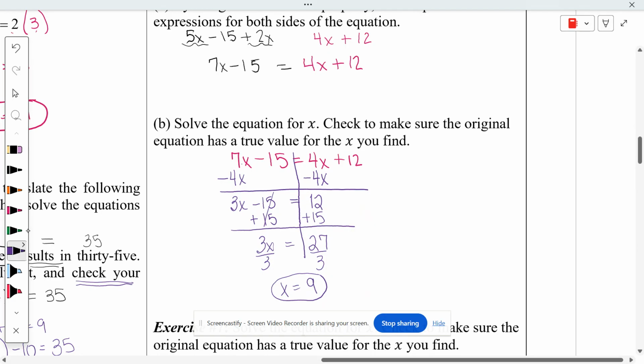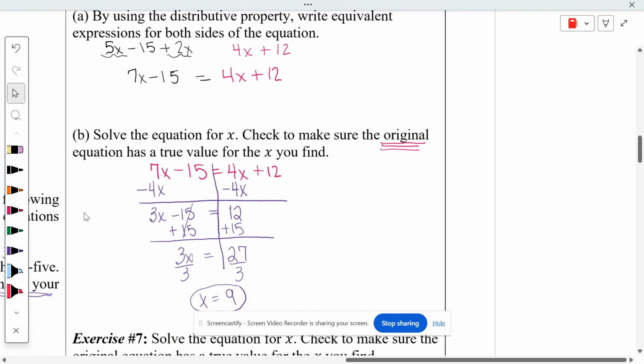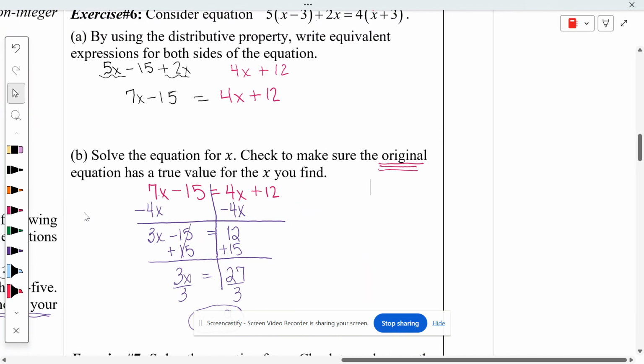Now again, it asks us to check. Check to make sure that the solution that you got is true, but you need to check it in the original equation. Why are we checking it in the original equation? Well, we check the original equation just in case we made a mistake when we were distributing or something. So we're going to check using the original equation. 5 times the quantity of x minus 3 plus 2x equals 4 times the quantity of x plus 3.